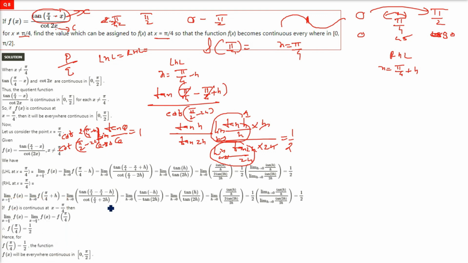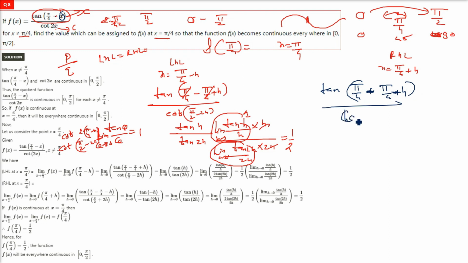Coming to the right hand limit, similarly we'll place pi by 4 plus h in this function. So tan of pi by 4 minus x, and since x is pi by 4 plus h, there is a negative also. So we have to replace, both signs become negative, pi by 4 minus pi by 4 minus h. So both are negative here. And in the denominator again we are going to replace this x by pi by 4 plus h. So what do you get?